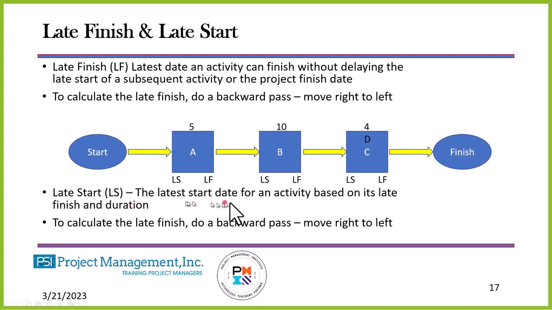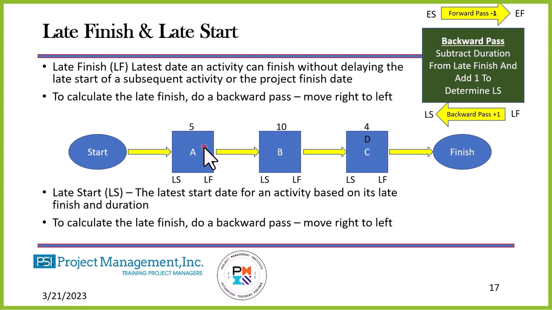See my late finish, late starts at the bottom. Late start is the latest start date for an activity based on its late finish and duration. Again, we do a backward pass. We do just the opposite if we're establishing the late start and late finish. To do the early start, early finish, we subtracted 1. To do the backward pass, we add 1 using the duration estimates. We said that this project finished on day 19. That was our finish date of this project.